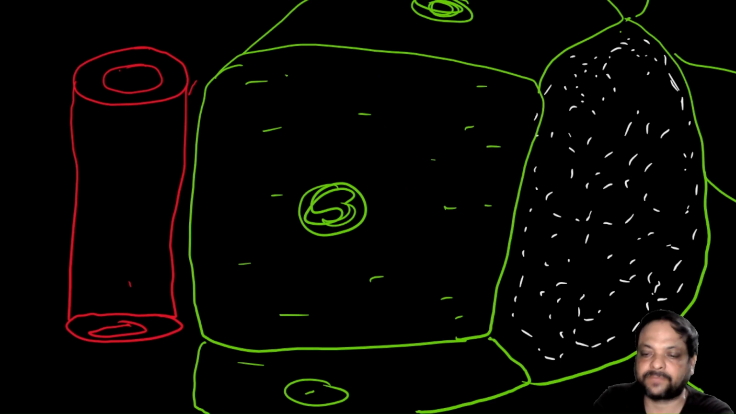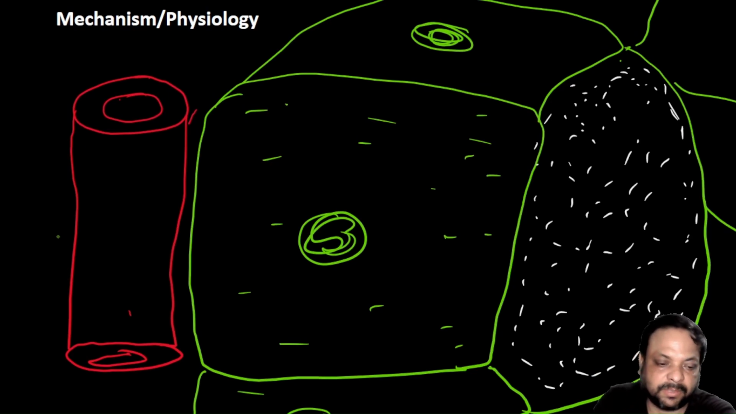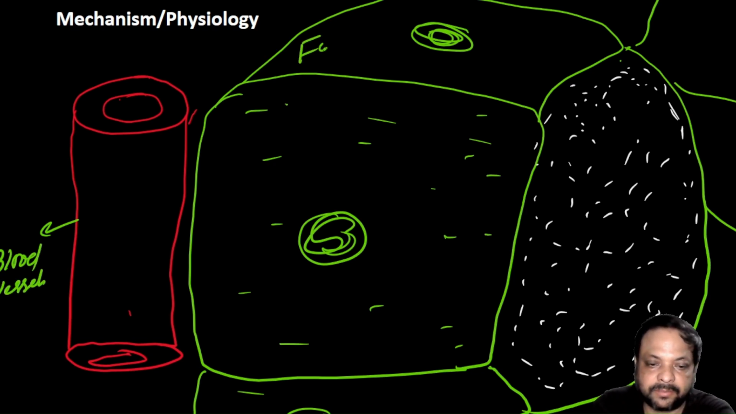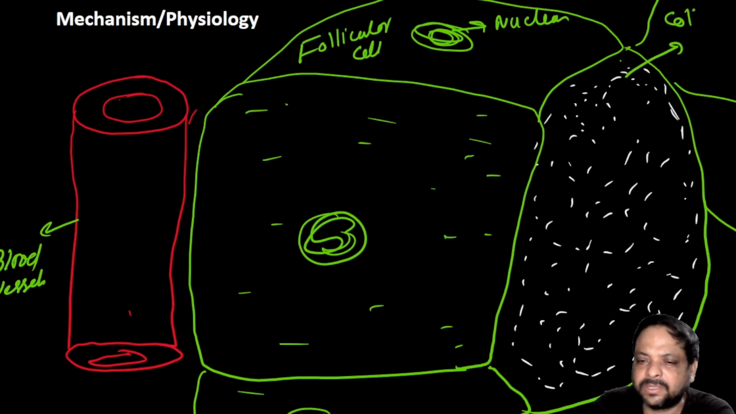Okay. Now let's discuss the mechanism. Let's see, for example, this is the blood vessels. Got it? And these are the follicular cells. This is the nucleus. And inside you find the colloids present.